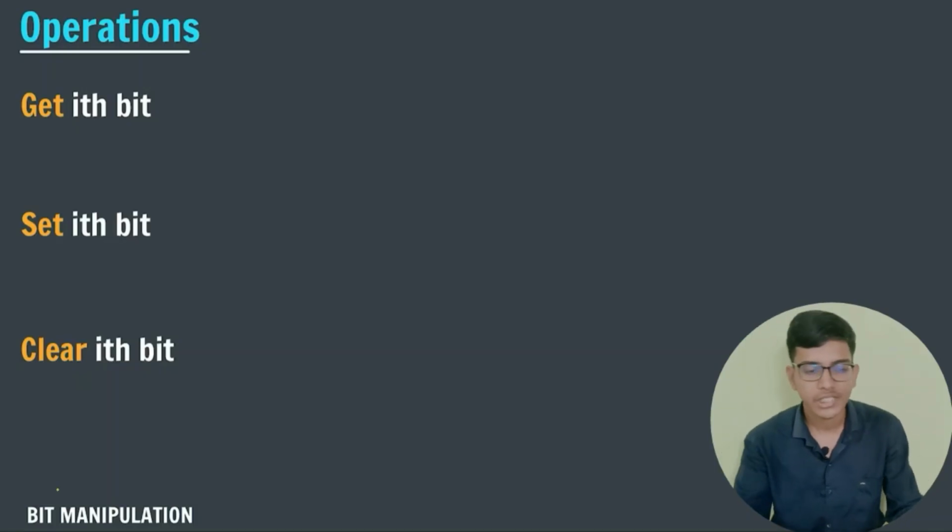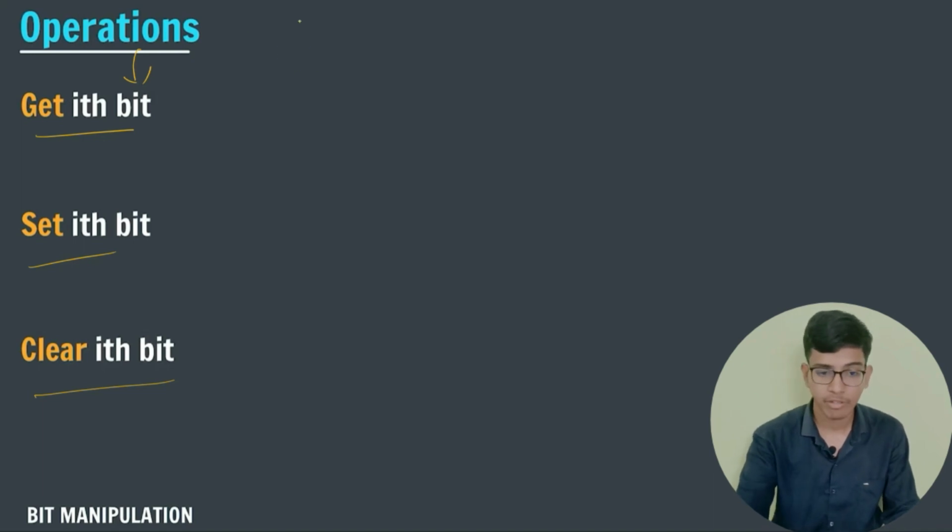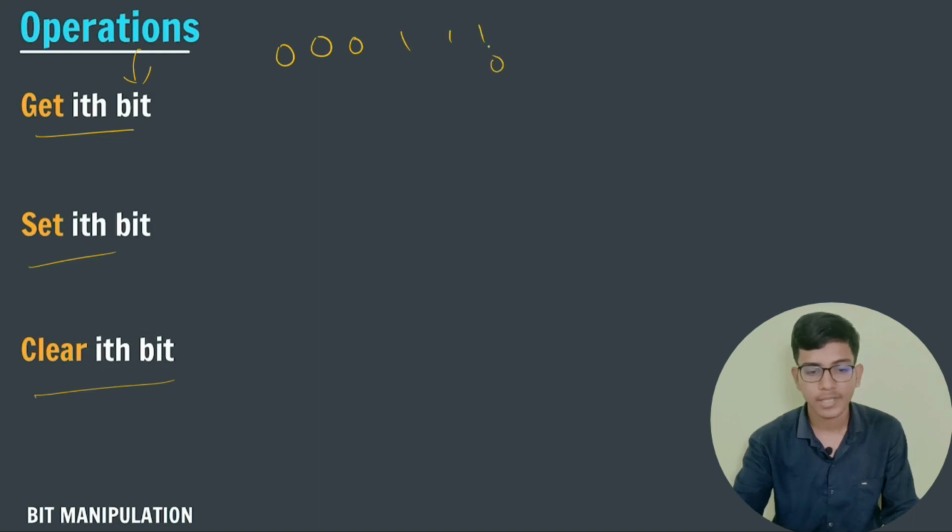Now let us study some operations that we will perform with bitwise operators, right? And those are get ith bit, set ith bit, and clear ith bit. So these are the three operations that we generally perform when it comes to the bit manipulation chapter, right? Suppose let us consider that the given number is 0 0 0 1 1 1, right? This is my zeroth index, first index, second index, third index, 4, 5, right?